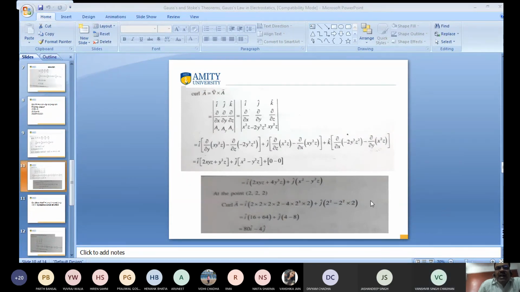Mr. Parth, have you seen the slide? Yes, sir, just checking it. What is this? Curl of A, that is del cross A, with components i, j, k, del by del x, del by del y, del by del z, into Ax, Ay, Az. So what is Ax? Ax is x square z, Ay is minus 2y cube z square, and Az is x square y square z. So I take the determinant. This is the determinant value. Differentiating with respect to y, this becomes 2yxz, or plus this is z.